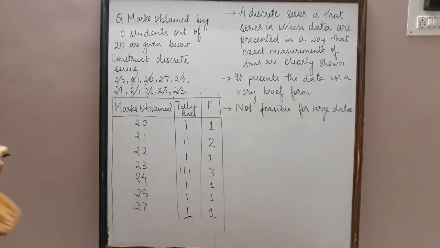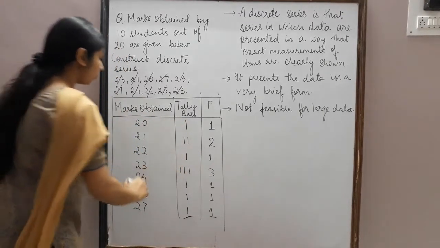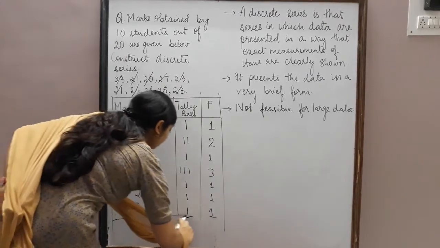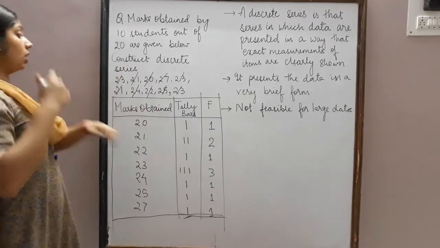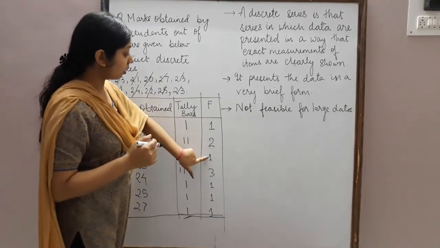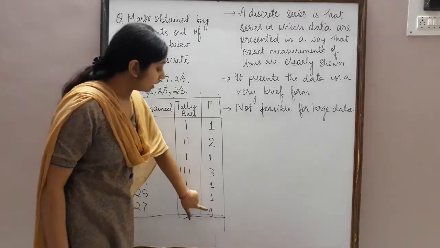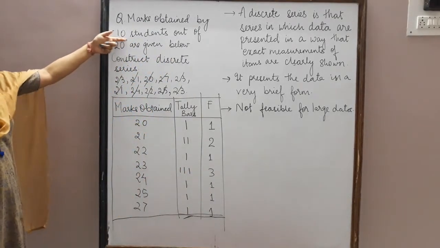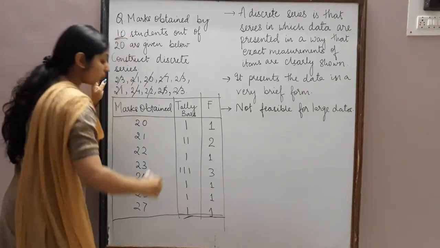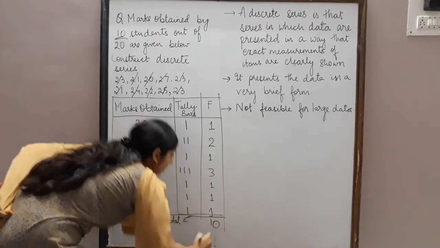Now how to check whether the table which you have made is correct or not? If you remember in lower classes, we always used to total it up, right? It is 1 plus 2, 3, plus 1, 4, plus 3, 7, 8, 9, 10. How many students' marks were obtained over here? 10. If your total is exactly 10, that means your data is correct.